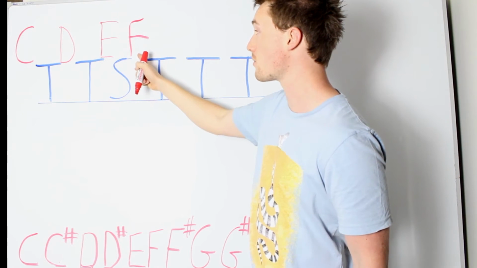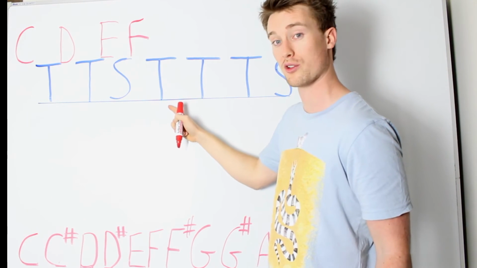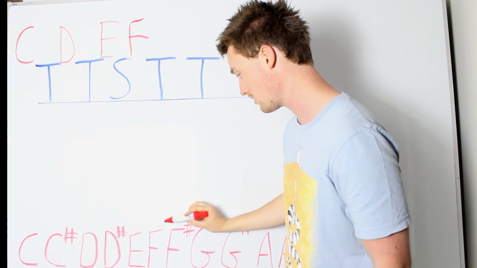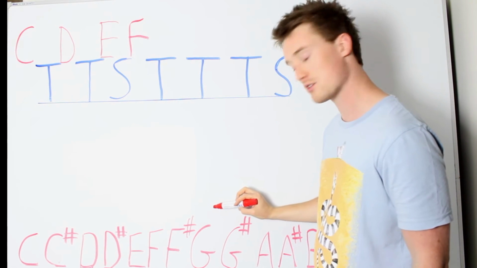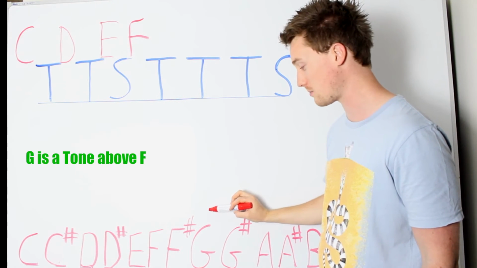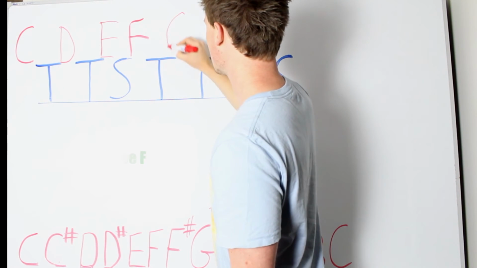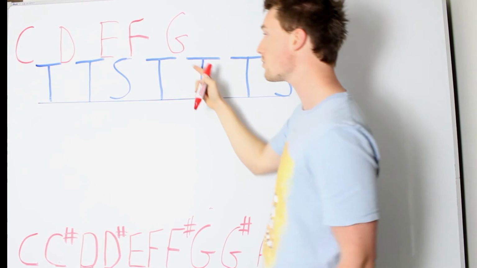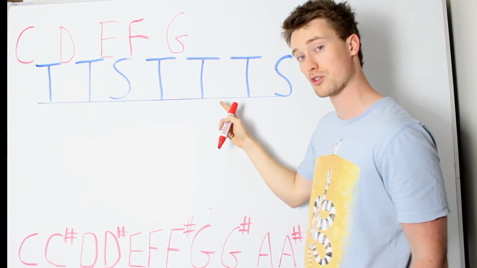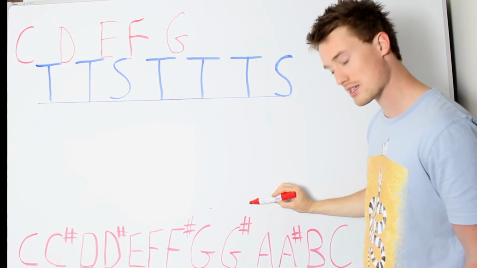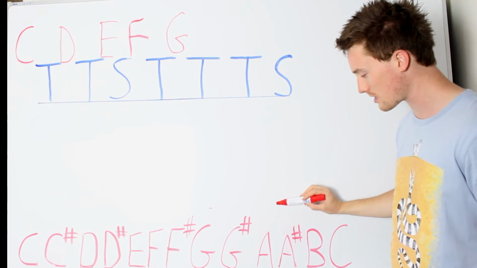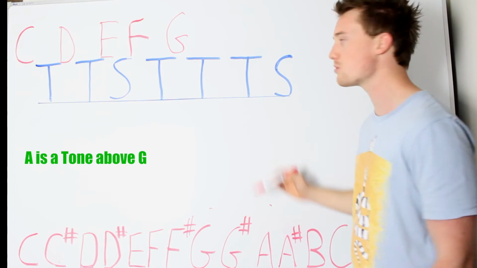Now we're going to move up from F, and we're going to move up a tone. So 2 steps away from F: F sharp, G. 2 steps away is going to be G. Now from G, we're going to move up another tone, or 2 steps. So 1 step would be G sharp, and another step is going to be A. So we're going to move up to A.